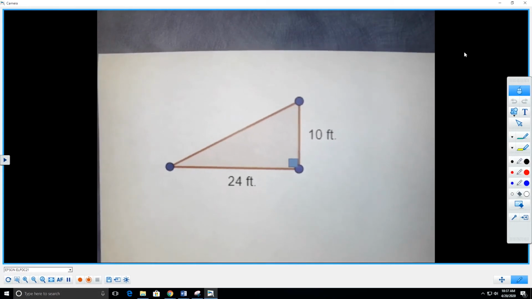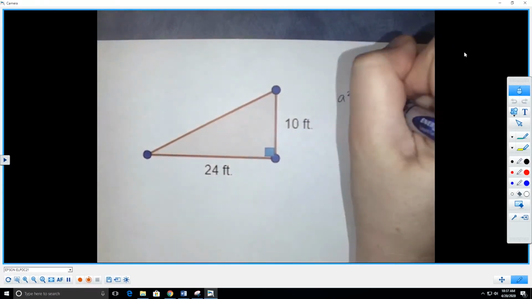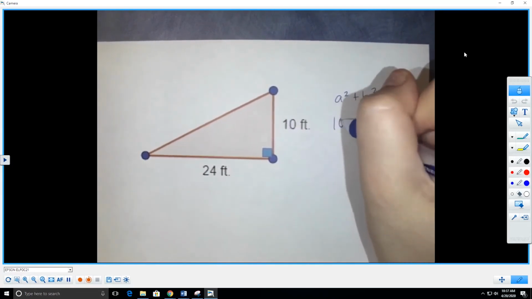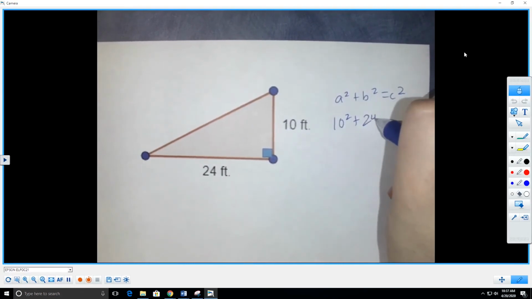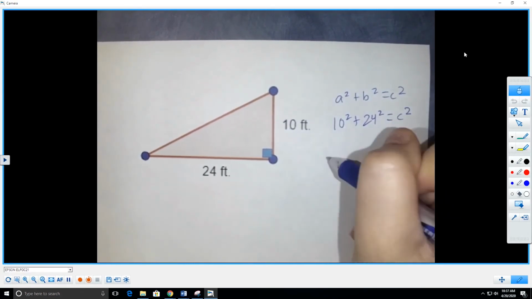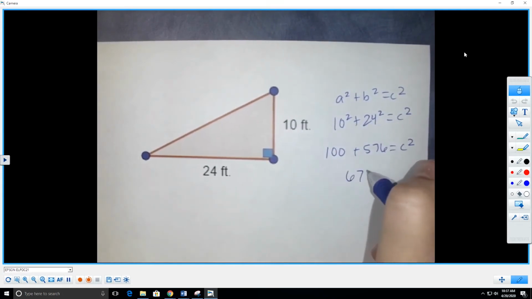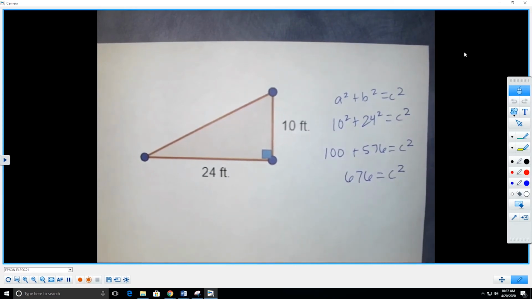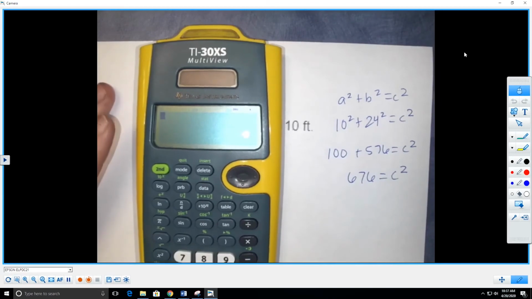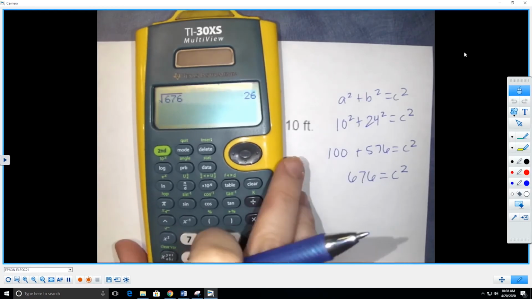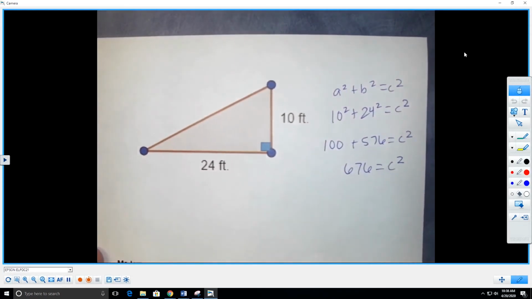Follow along with me. So we have A squared plus B squared equals C squared. 10 is a leg, so we'll plug that in. 24 is a leg, so we'll plug that in. From here we have 100 plus 576 equals C squared. 676 equals C squared. To solve it from here, we're going to take the square root of each side. So right now is when you're going to want to use your calculator or your calculator app. So I'm going to plug in the square root of 676, and I get 26.